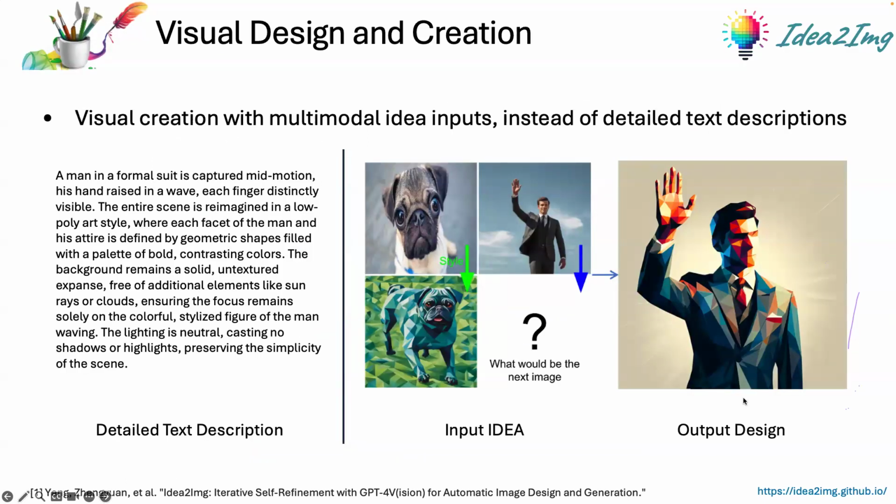First, let's introduce what visual design and creation is. Differing from text-to-image, visual creation can take multimodal idea inputs, instead of the text-only inputs in text-to-image generation. The multimodal idea inputs can also be of arbitrary form, instead of just the detailed image descriptions in T2I. And visual design also requires better visual and semantic quality. For example, in this case, it needs to capture both the style of the bottom left dog image and also preserve the semantics in the upper right image.